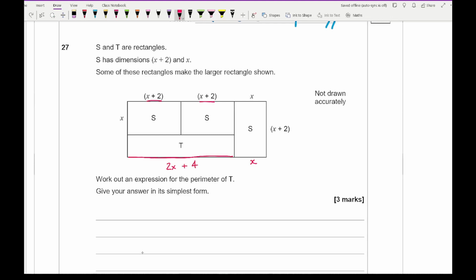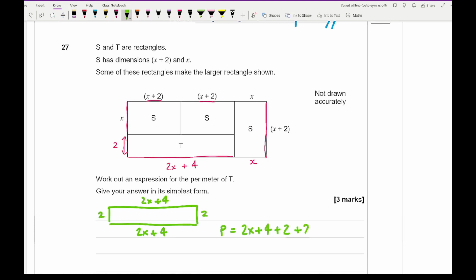And then if all of this is x plus 2, and this bit here is x, then that means that this bit here must be 2. Then from this, we can work out the perimeter of T. So if I just take T out, I've got 2x plus 4, I've got 2, that's 2x plus 4, and that's 2. So the perimeter is going to be 2x plus 4 plus 2 plus 2x plus 4 plus 2.